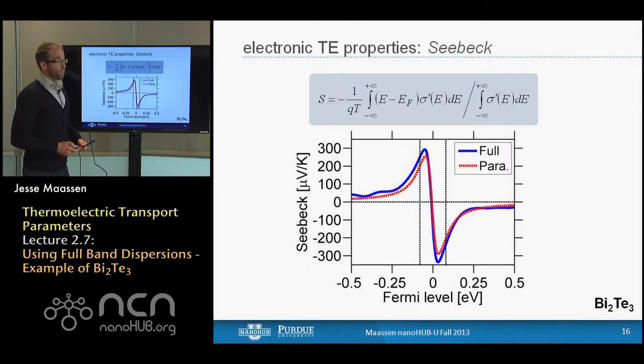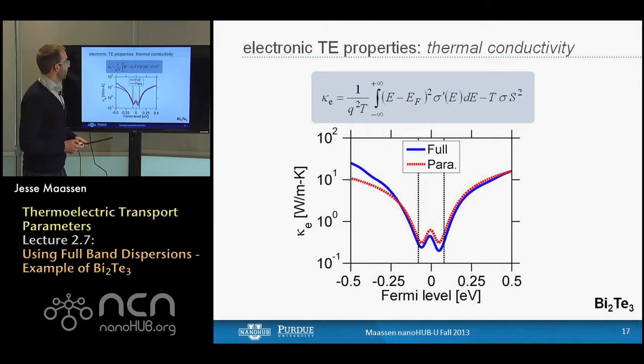And we can go ahead and compute the Seebeck coefficient, which I show here. You have this typical shape that you would expect, where the Seebeck coefficient is positive when conduction is dominated by holes, and then switches over to negative when conduction is dominated by electrons. Again, you see some features with the full calculation that you don't see in the parabolic approximation.